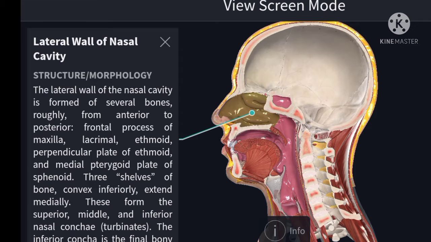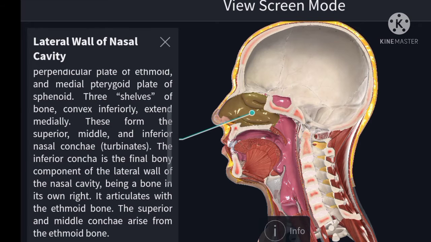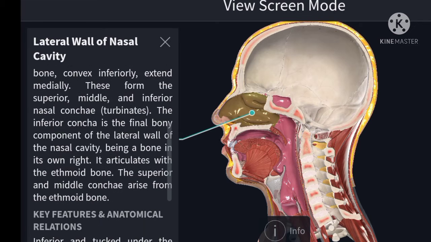The three slabs of bone, convex inferiorly, extend medially as you can see here, and these form the superior, middle and inferior nasal concha. The inferior concha is a final bony compartment of the lateral wall of the nasal cavity. Being a bone in its own right, it articulates with the ethmoid bone, and the superior and middle concha arise from the ethmoid bone as you can see here.